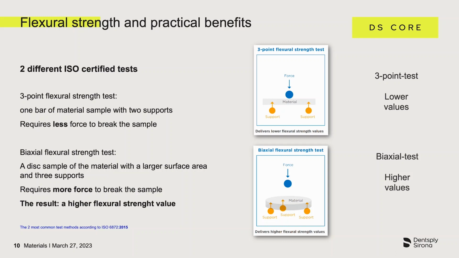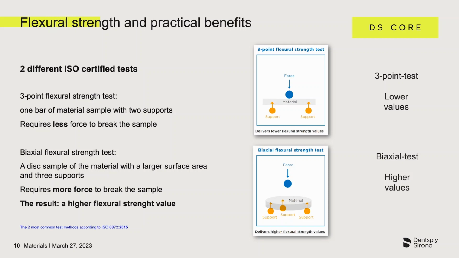A material sample is placed on two supports at a certain distance from each other. A certain force is applied to the material sample in the middle between the two supports. The force that is measured there is the one at which the material just holds up and does not break. On the other hand, we have the biaxial flexural strength test. Here, the material sample rests as a disc on three supports, and the force also acts on the material from above.